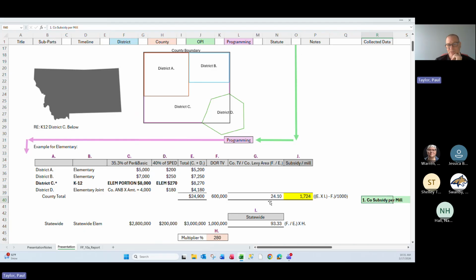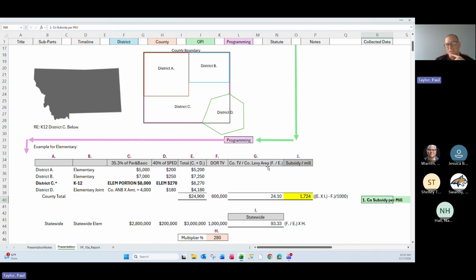Okay, so let's pause there for a second. This ratio is the county-wide ratio of taxable value to the levy area, and let's contemplate that for a little bit. The taxable value of the county is impacting the amount of funding that the state is going to provide to the county in support of the school district. And if you think about this a little bit, the county levy area is money that the state has directed to be used in this calculation.